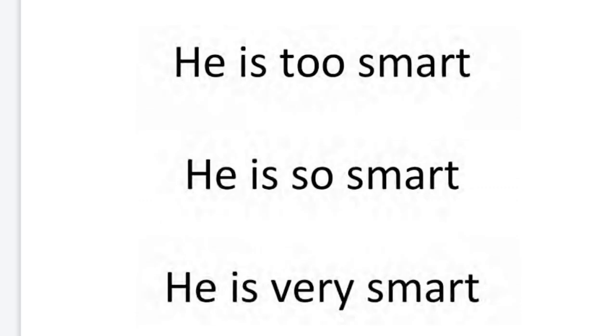Now let us see these words. What is the difference between these two? He is too smart, he is so smart, and he is very smart. What is the difference? Or do they all mean the same? Now look, he is very smart is proper here. It does not have any strings attached. It does not have any condition attached. If you want to say he is very smart, that's okay. He is very smart, there is no condition attached. But he is too smart and he is so smart, there is a condition attached. Let's see in detail.